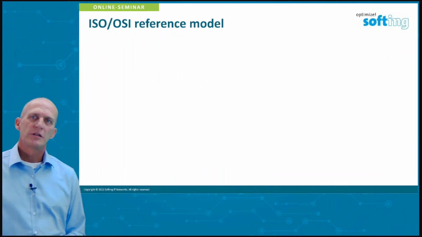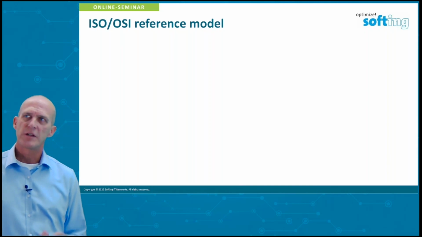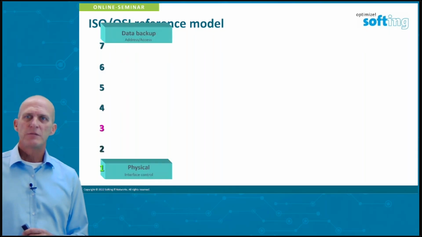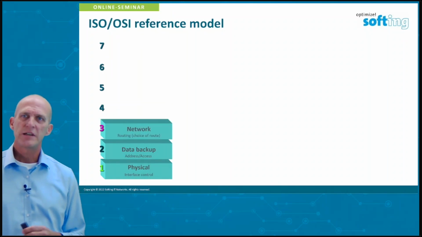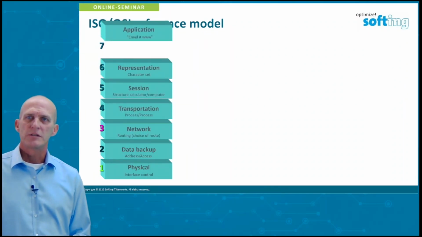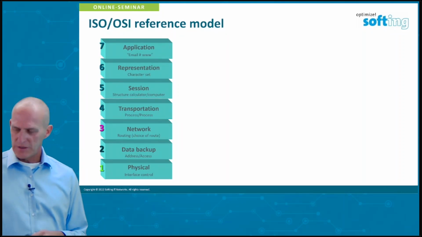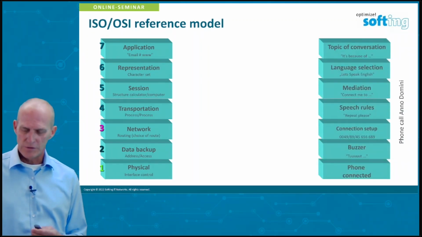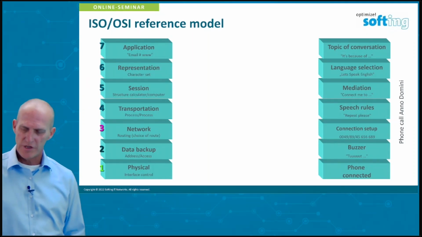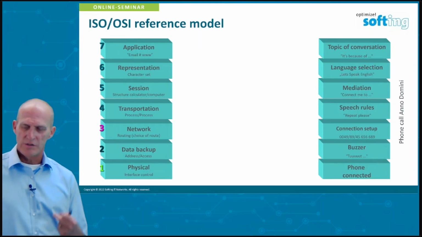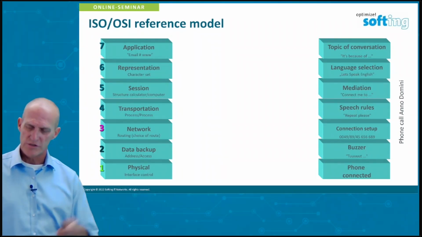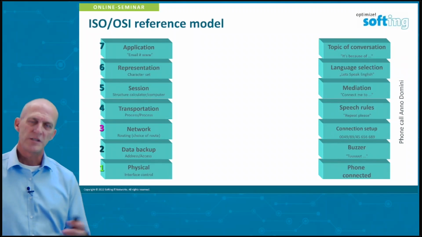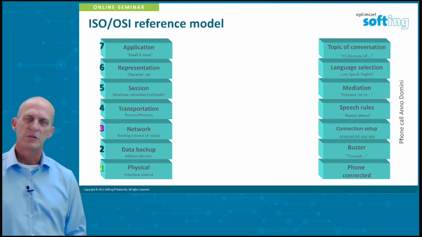So let's have a short look at communication in the network, the reference models. That's important because we need to understand a little bit how communication works. It basically works in 7 layers: the physical layer, data link layer, network layer, transport layer, session layer, the presentation layer, and the application layer. You can compare that with phone systems. Like the phone is connected, then you get a buzzer, then you get a connection setup. You have speech rules that don't cut into other speeches. You have mediation, language selection, and the topic of your conversation, which is basically analogous to what you would see when you use analog phones.